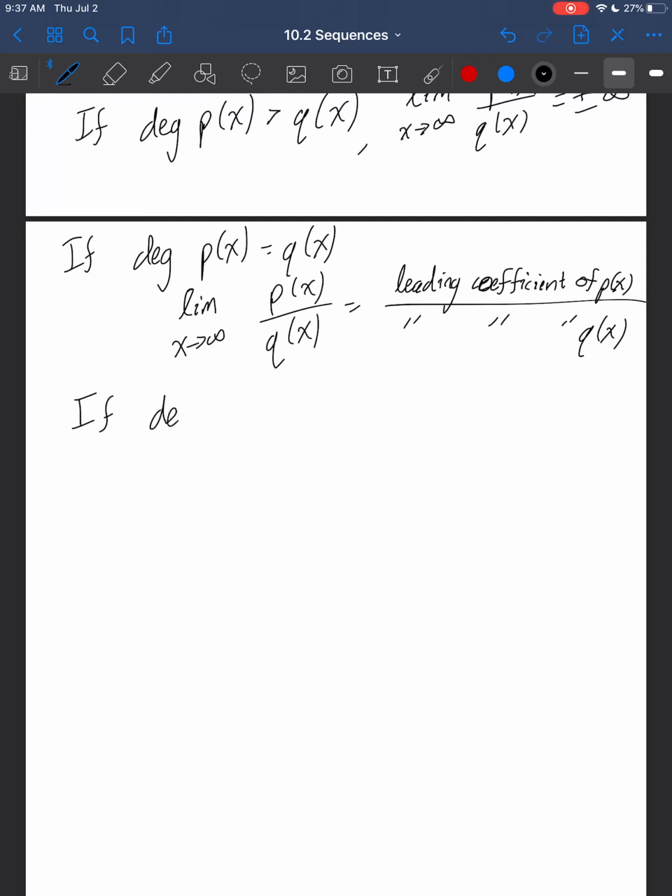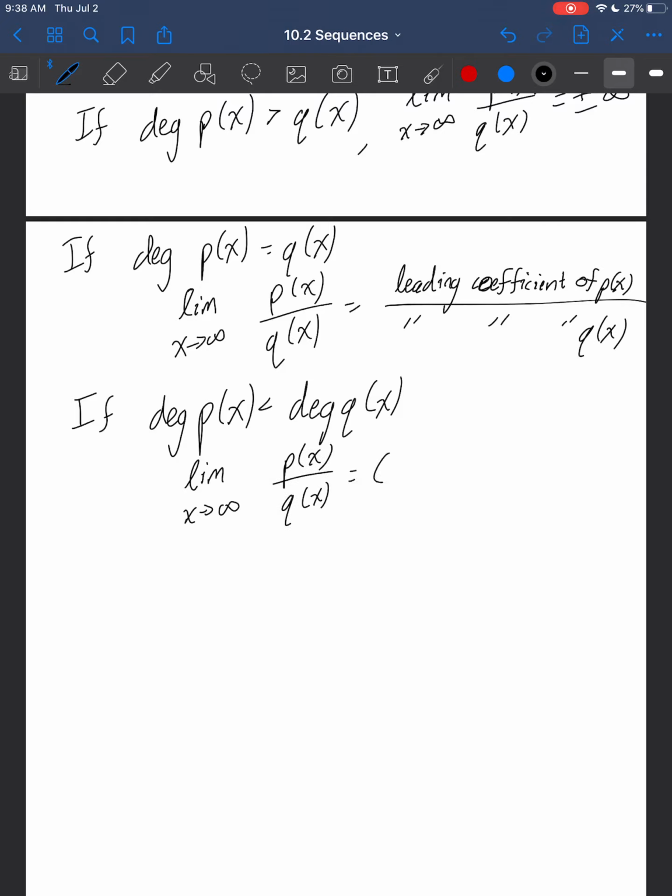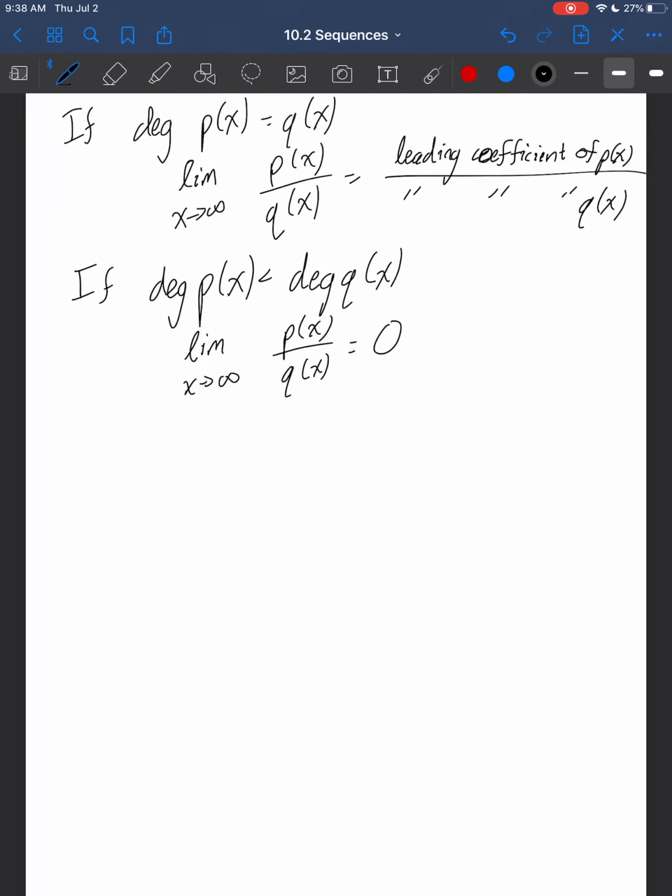And then finally, if my degrees are smaller, so the degree of p of x is less than the degree of q of x, then my limit is going to be 0. Okay, so this is one of the things that you should remember from calculus, and the second is L'Hopital's rule.